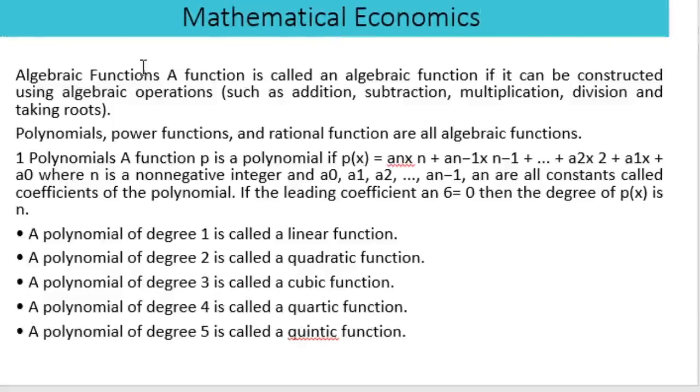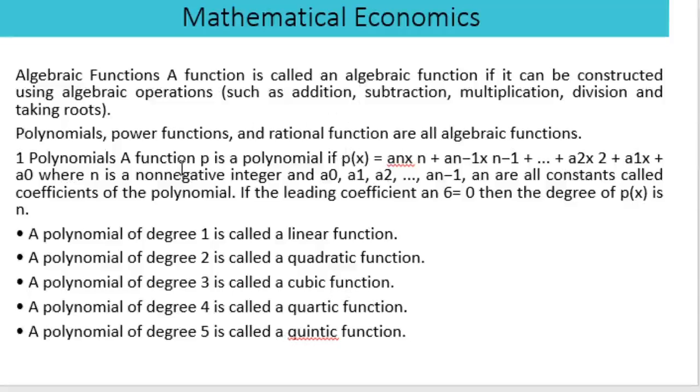In this section, various types of functions are explained. First one is the algebraic function. A function is called an algebraic function if it can be constructed using algebraic operations. We have different algebraic operations like addition, subtraction, multiplication, division, and roots, etc. Polynomial functions, power functions, and rational functions are all algebraic functions. We use various algebraic operations in all these cases.